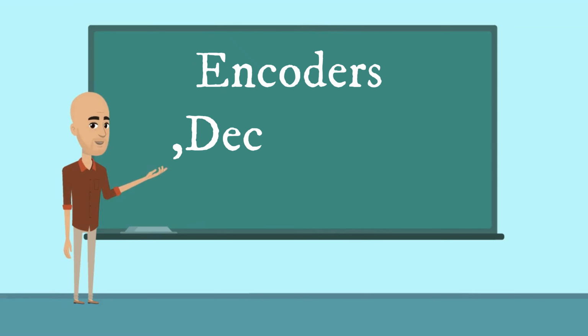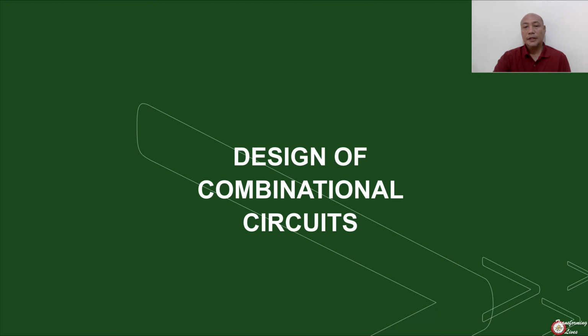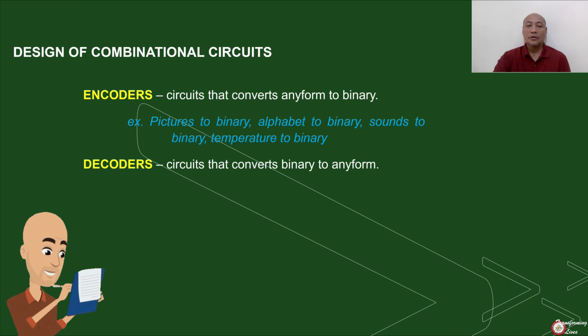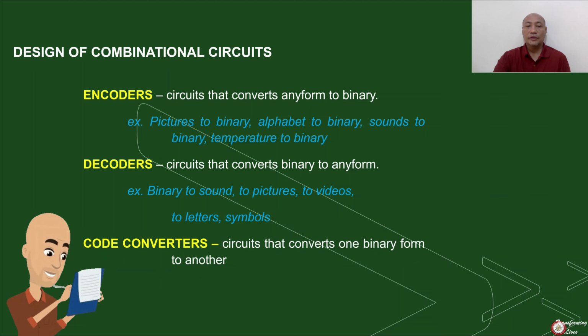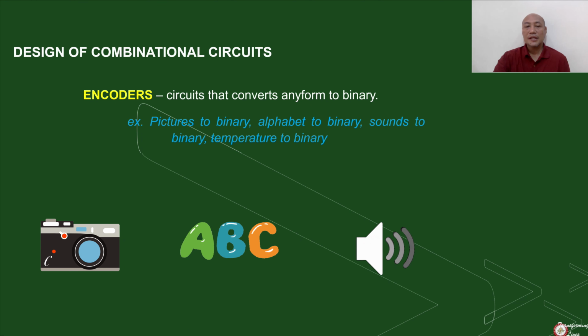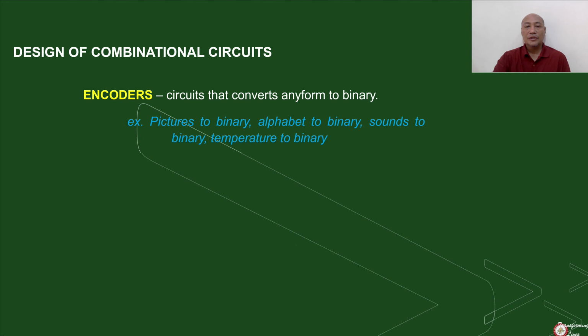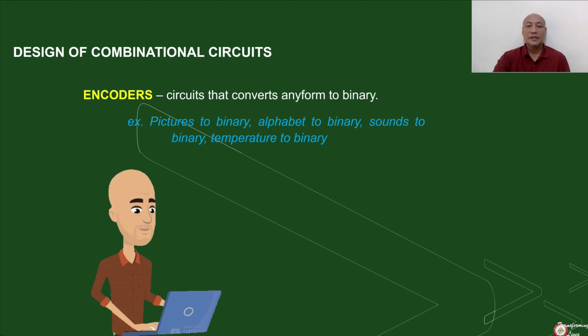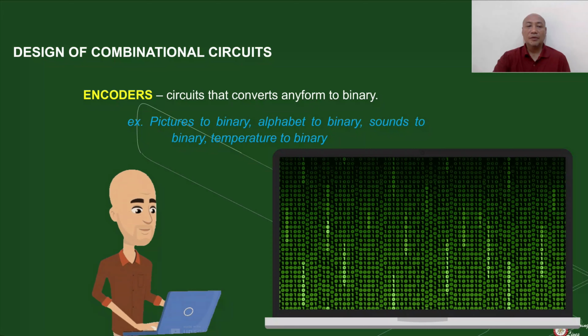Today we'll talk about three other combinational circuits that are very important inside our computers: encoders, decoders, and code converters. What are these? Encoders are the circuits that convert any form of data to binary, such as pictures, alphabets, sounds, temperature, and the like. All this information needs to be converted into binary form because it's only binary that can be understood by our computers.